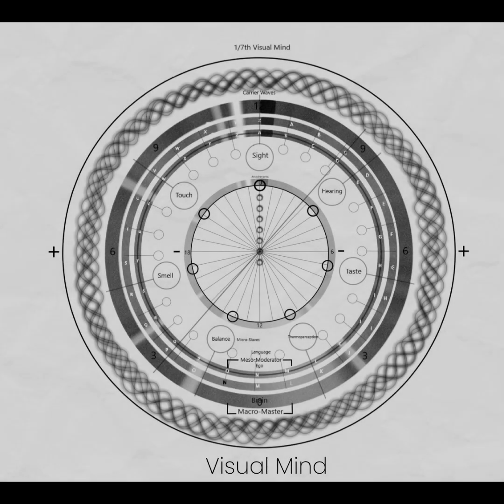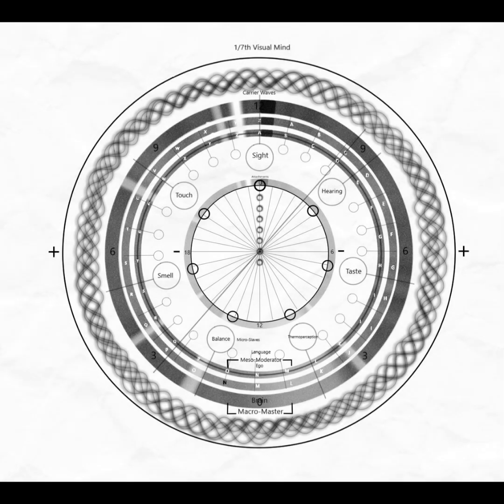This image is a visual representation related to vibratory rotation, often associated with the work of John W. Keely. It features a circular diagram labeled 1/7 of and as the visual mind, with various sensory terms like sight, touch, hearing, and taste arranged around a central core. The diagram includes a Celtic knot-style border and numerical markers from 1 to 9, representing connections between mathematical, musical, and energetic concepts. This diagram is used to illustrate philosophical or esoteric concepts regarding the vibration of matter.